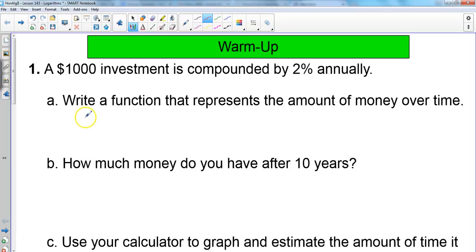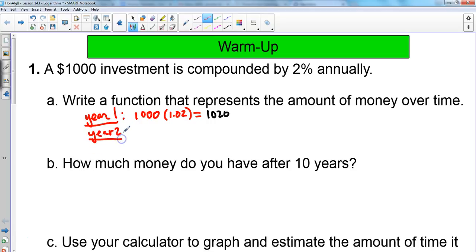We can look at year one, and what happens in year one. In year one, we take a $1,000 investment, and compounded by 2% annually means you earn 2% interest every year. So we want to multiply that by 1.02, and that's going to increase it by 2%. So that gives us $1,020 for that one.